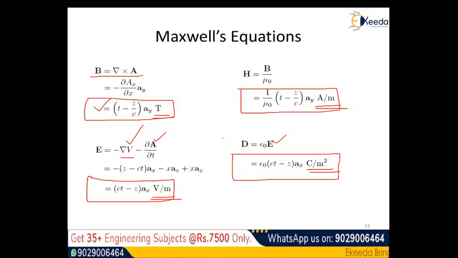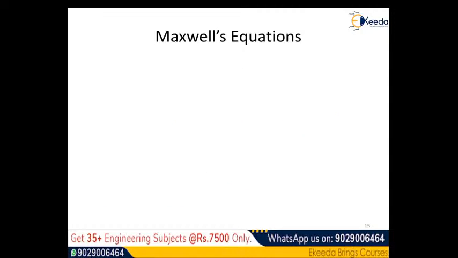Now in part C, the question is to show that these vector quantities satisfy Maxwell's equations, provided J and rho_v are equal to 0.